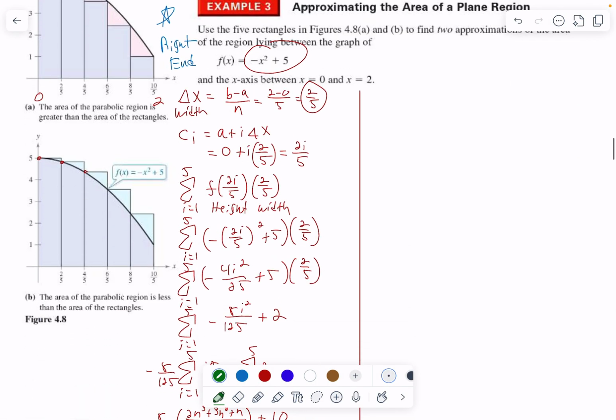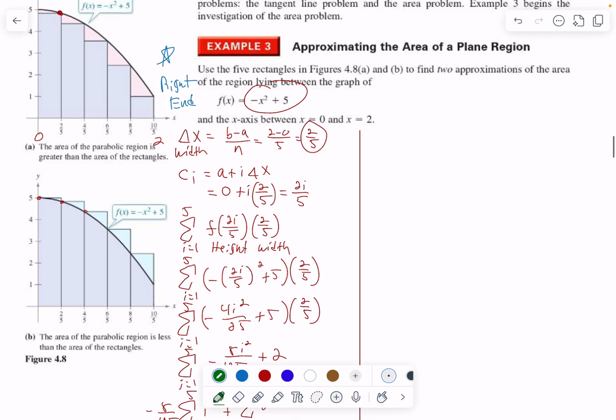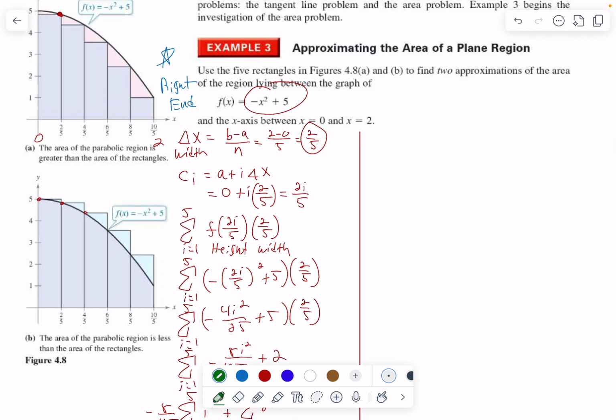So I'm going to pick up where we left off with sums. Again, this was the formula for right end, and the formula for left end is going to look similar, but just a little bit different. So for the left end, it's going to be the width of those rectangles, which is 2/5, times i minus 1. Okay, and the reason for the minus 1 is because we want this to butt up against the x-axis.